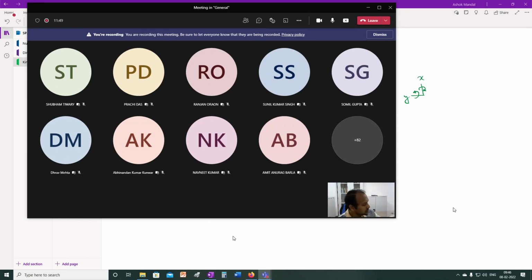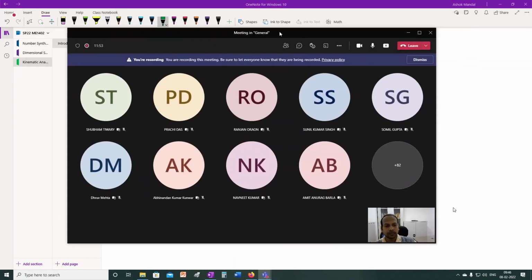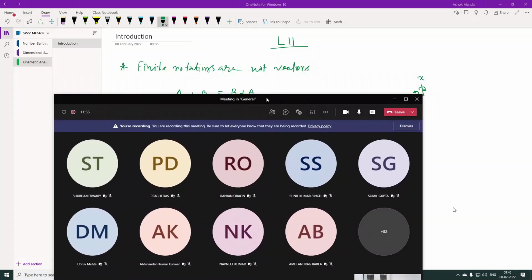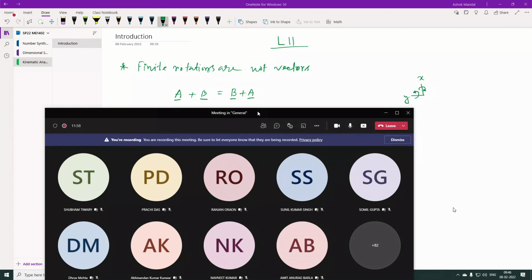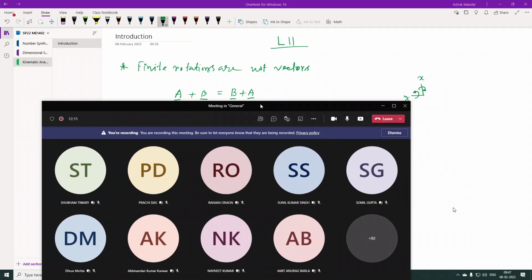So these two positions are not the same, right? Are they the same? No, sir. Both are different. That means if you call each rotation a vector, then a plus b must be equal to b plus a, which is not true for this case. Do you see it? Yes, sir. That proves that the finite rotations are not vectors.